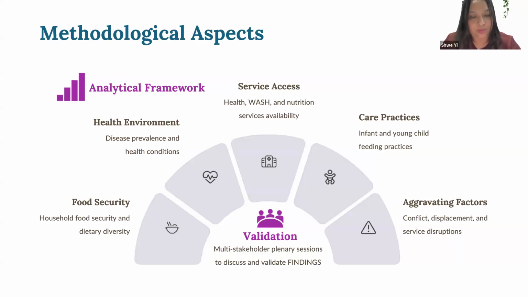Yes, for the analytical framework of the NVA, we consider all the key pillars: food security, health environment, service access, care practices, and aggravating factors as well. We examine the food security situation by considering household food security and dietary diversity, and also the health environment, the disease prevalence in the targeted area and the health condition as well. For service access, the availability and functioning of health services, WASH services, and nutrition services were also considered, along with care practices and other aggravating factors like conflict, displacement, and severe disruption. So these pillars provided a multi-sectoral lens to assess nutrition vulnerability even in a data-limited situation. Next slide, please.